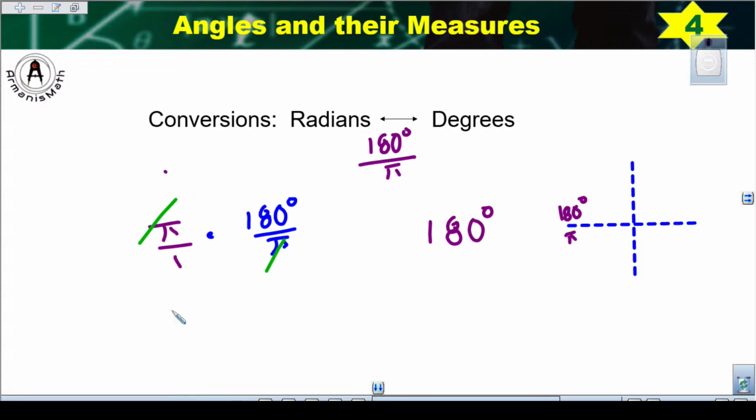What if I wanted to do pi over 4? I want to go from pi over 4 to degrees. What should I multiply by? Somebody talk to me here. Abby, what do you think? What do I need to multiply by to get from radians to degrees?